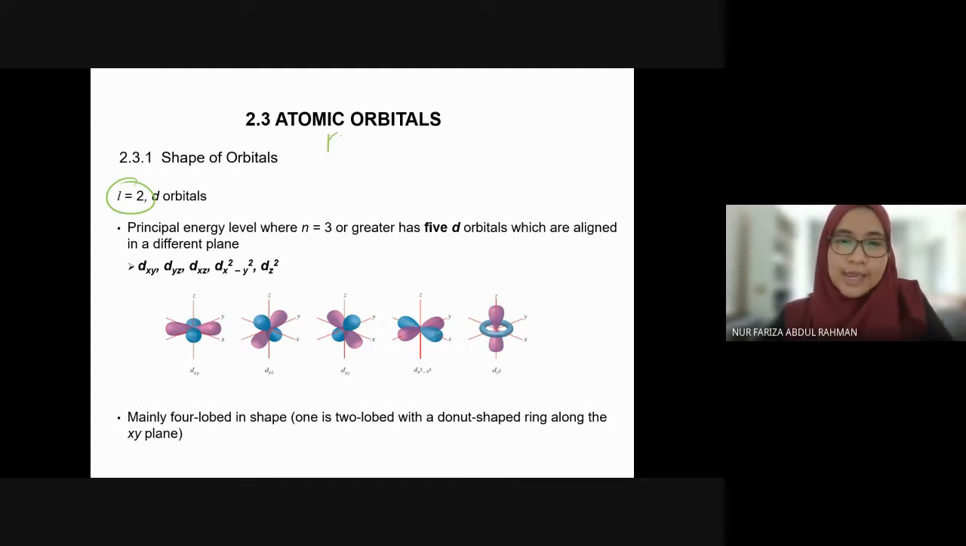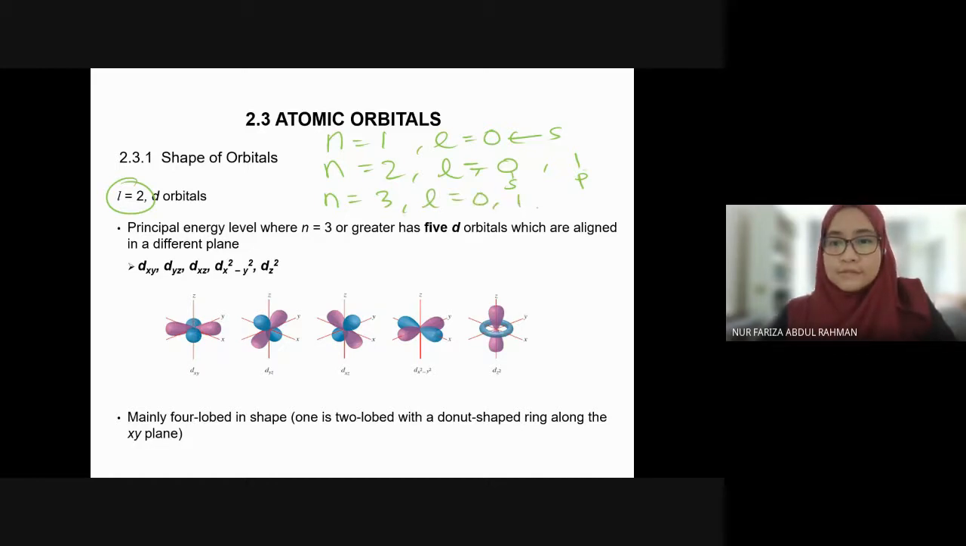Kenapa? Cuba tengok. N is equal to 1, the L will only have 0, which is the s orbital. Betul tak? If n is equal to 2, the L, we have 0 and 1. This is s orbital, this is p orbital. See? But we don't have d for n is equal to 2. If n is equal to 3, then we have L is equal to 0, 1, 2. So this is S, this is P, and this is D. So as you can see, the d orbital is only available when n is equal to 3 and above.